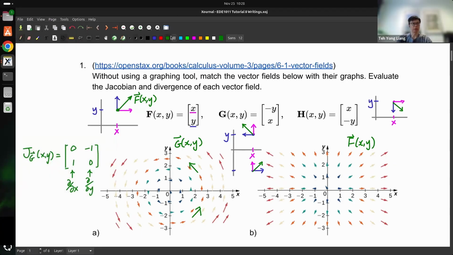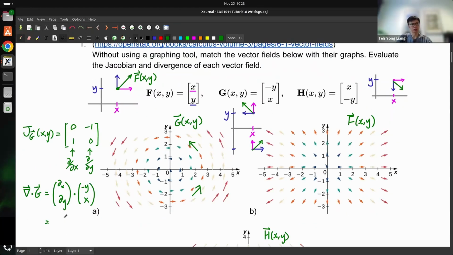Then what about the divergence? The divergence will be the gradient operator dot product with G. So you differentiate the components with respect to their own directions. This will be del x, del y dot minus y, x. Certainly you're going to get 0. You just get 0 plus 0, because you differentiate minus y with respect to x, you get 0, plus you differentiate x with respect to y, you get 0. So the divergence is actually 0.